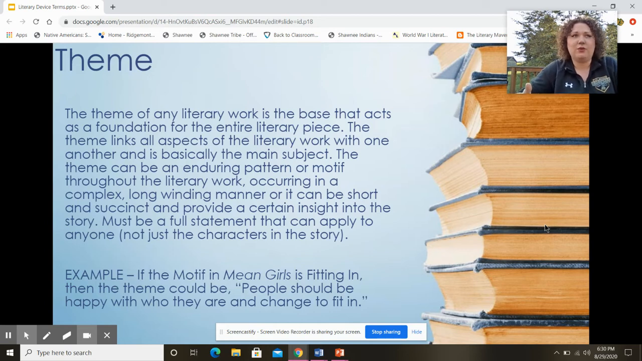A theme, as well as being repeated, you should be able to support it through multiple different ways in what you're reading. If you can only find one example in the text to support your theme, it's not a good theme. Okay? You want to have those multiple examples to support it.